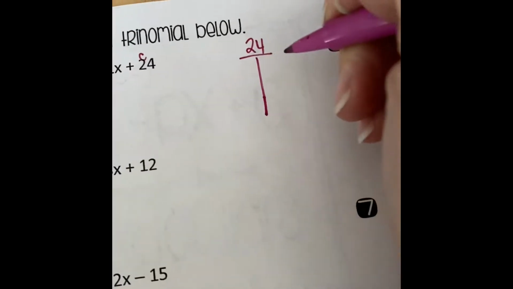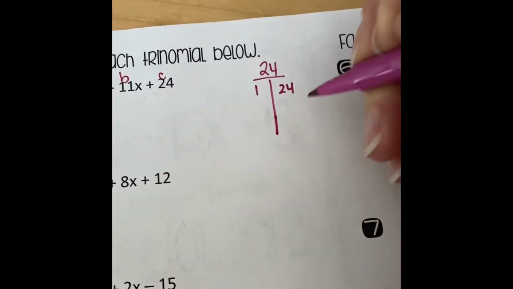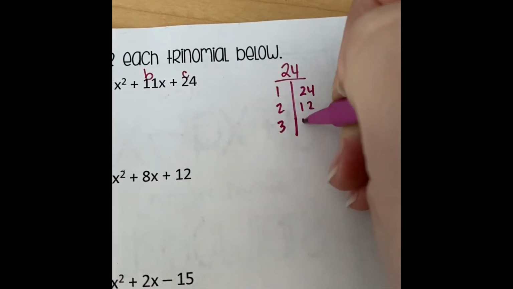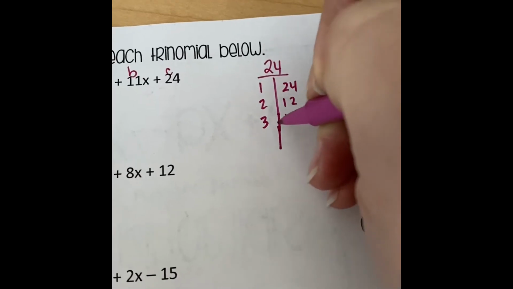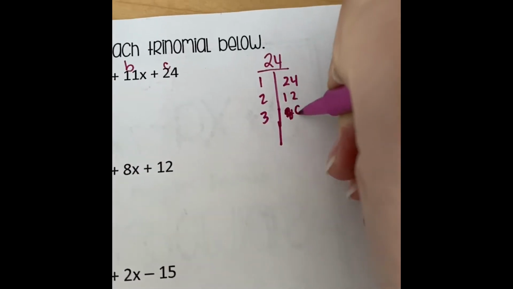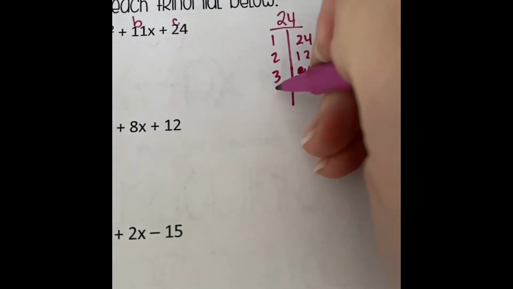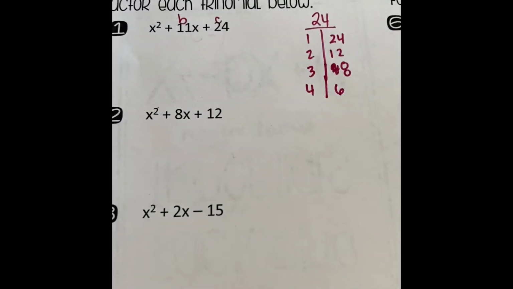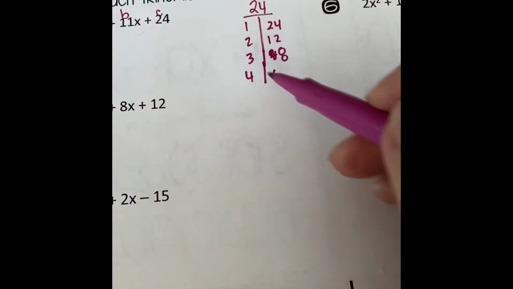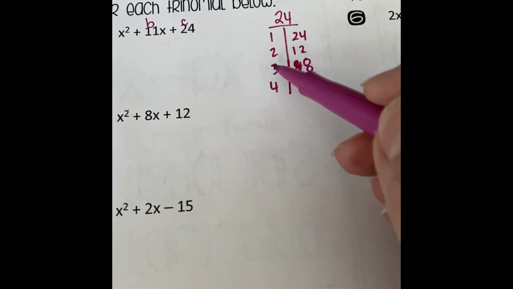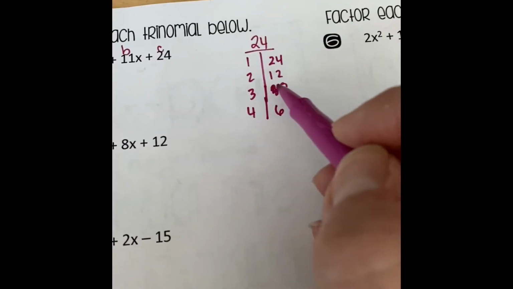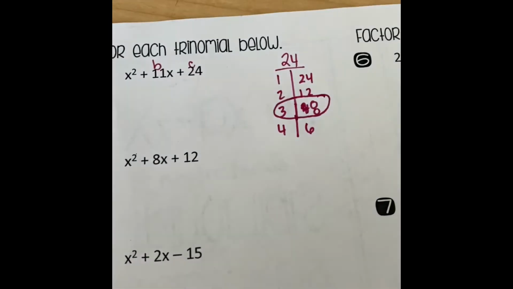So first off, let's figure out what multiplies to 24. Well, 24 is 1 times 24, or 2 times 12, or 3 times... oh wait, 3 times 8. We have 4 times 6. And then my next one would be 6 times 4, and I've already got that combo on here, so I don't need to keep going. Now I gotta see which of these add to 11. 1 plus 24 is 25, 2 plus 12 is 14, 3 plus 8 is 11, 4 plus 6 is 10. So the only combo that works is this.